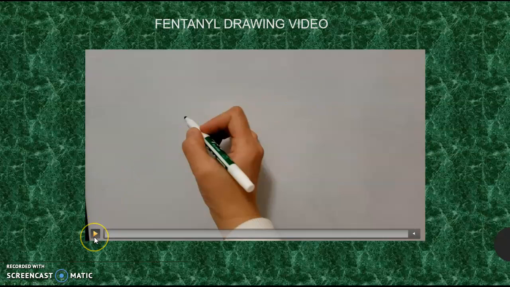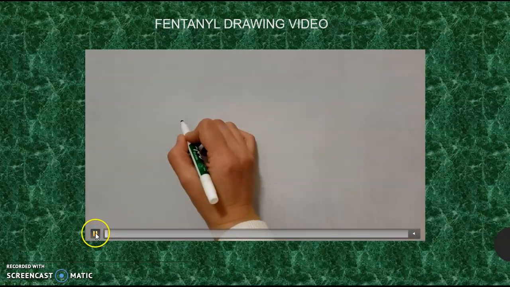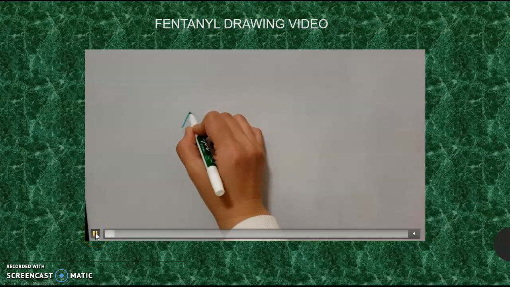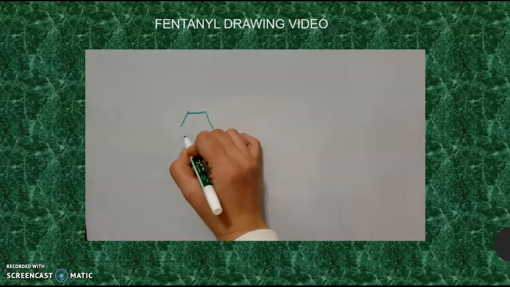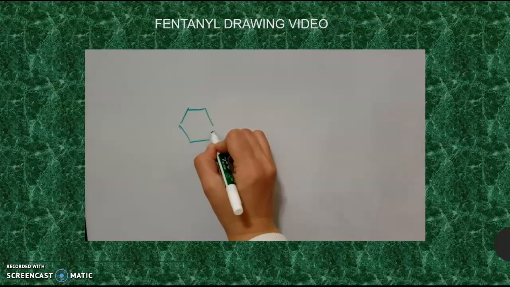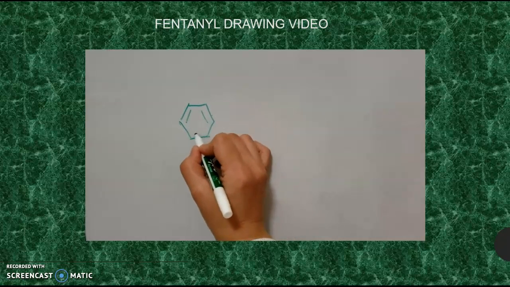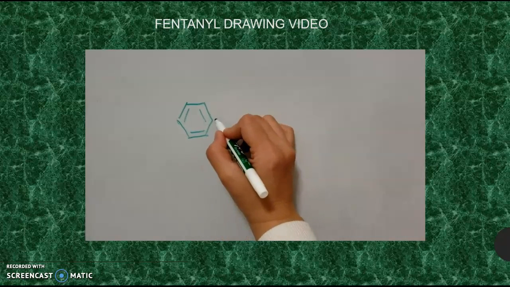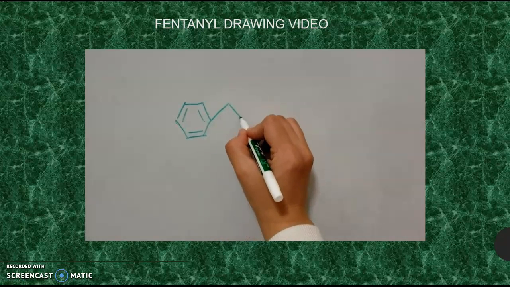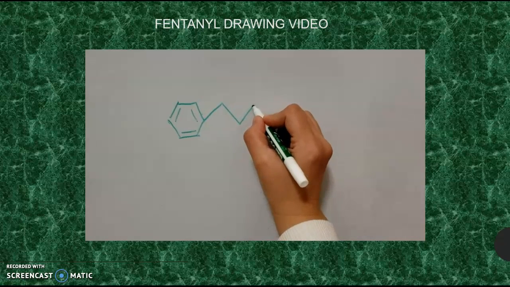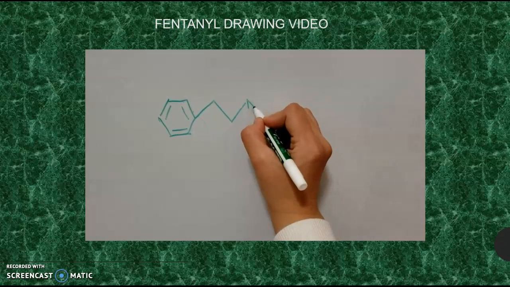Here is my fentanyl drawing video. The first portion is the benzene ring with alternating single and double bonds. And this is attached to a CH2 and another CH2, and this is attached to a nitrogen with a lone pair.